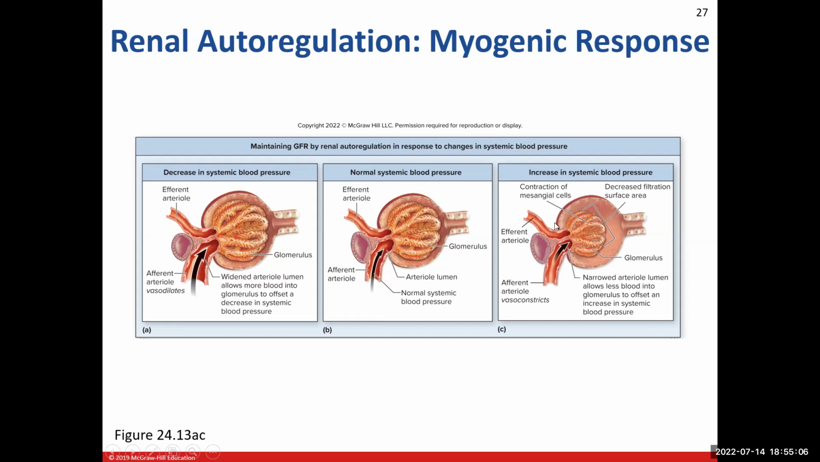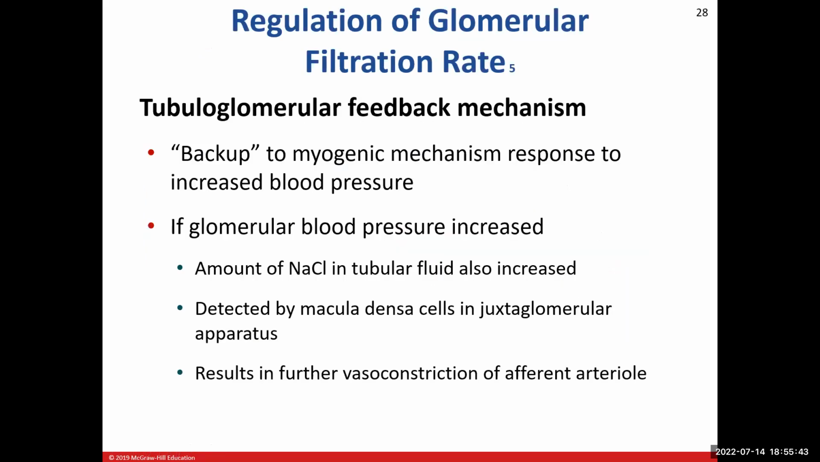A week before all that happened to you, before you got your leg chopped off, you went for a run. So you're out there for a run, you get an increase in your systemic blood pressure, and that increase is going to result in the afferent arteriole now undergoing vasoconstriction. And so it decreases that lumen size, less blood is flowing here. But again, we're trying to maintain that normal glomerular filtration rate. We're not letting that offset or change. And so that is the myogenic response.